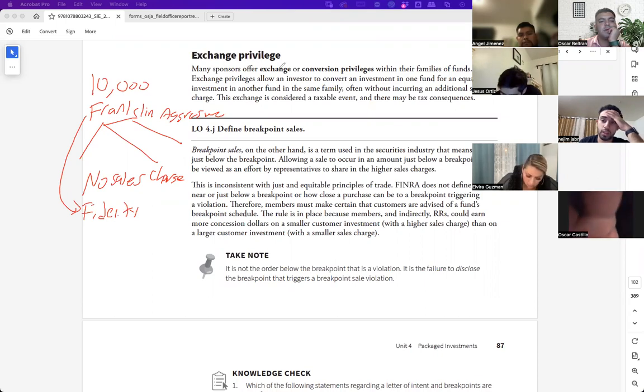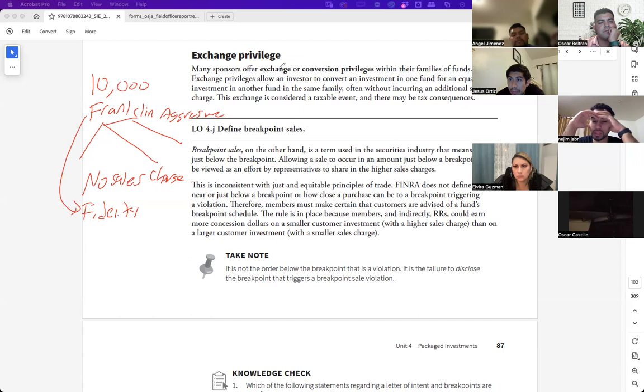Question. Yep, go for it. So when you do a 1035 exchange, is there a sales charge to transfer those funds? Yes, there is. So you can't get away from that, huh? Nope. Got it. Thanks.